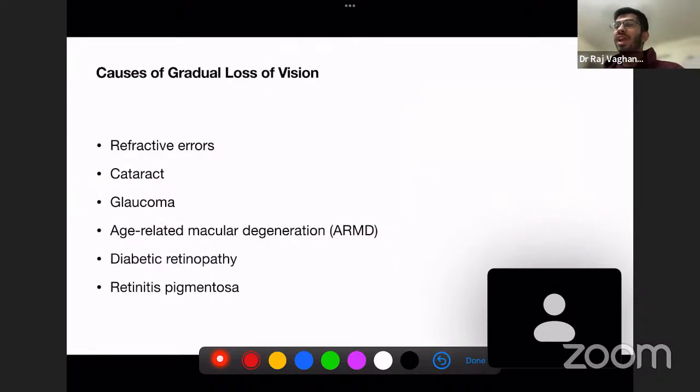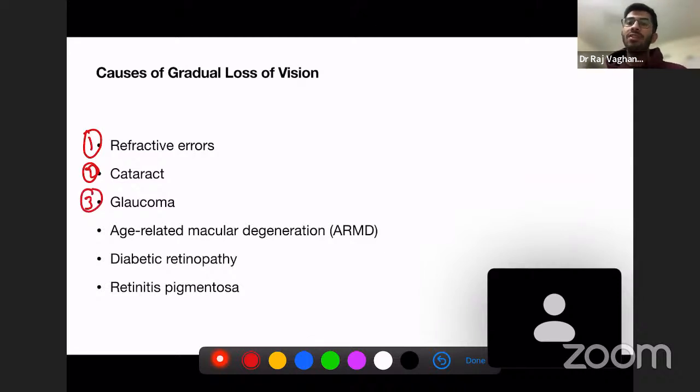Now, what are the causes of gradual loss of vision? We have discussed sudden loss of vision. Now we will discuss gradual loss of vision. If you have refractive errors like myopia, hypermetropia, astigmatism, presbyopia, these are the common refractive errors. High-grade myopia, high-grade hypermetropia, and high-grade astigmatism will gradually lead to loss of vision. Other than that, we have cataract and glaucoma as the leading causes of gradual loss of vision.